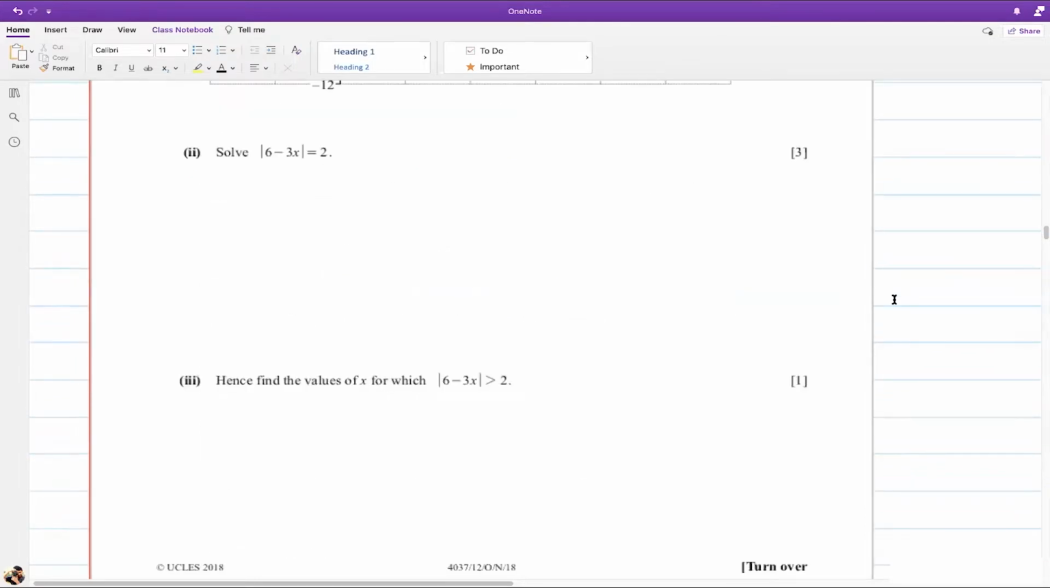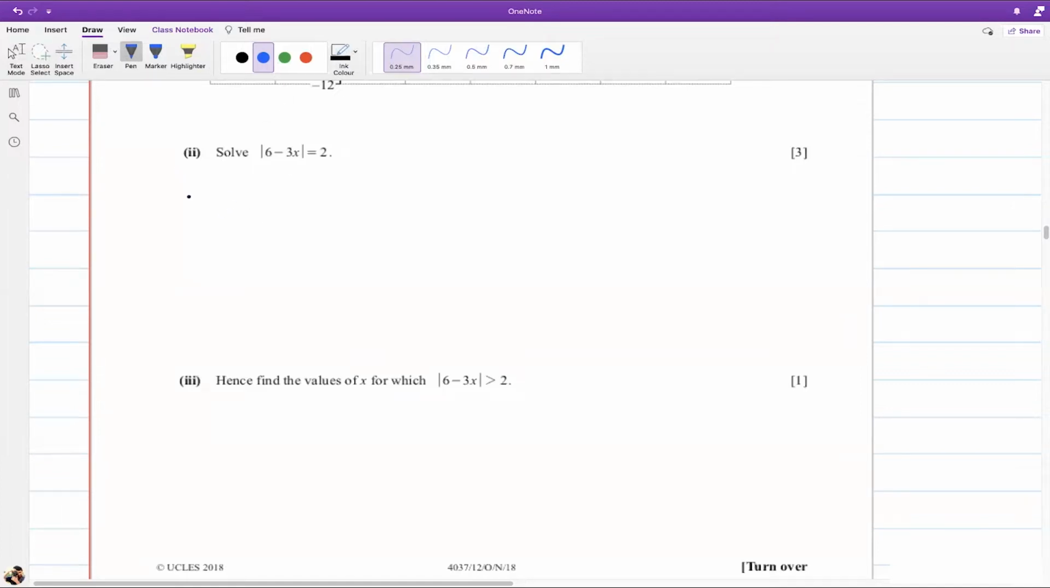Now they're saying solve this. Now there are multiple ways of solving this. I'll show you both of them. Two methods. First method is that you take modulus on both sides. It is there. So you take square on both sides.